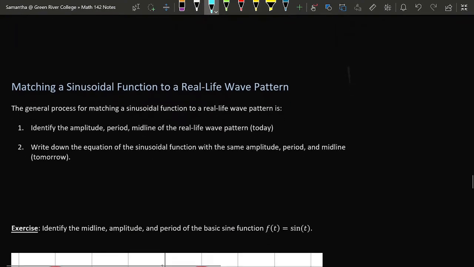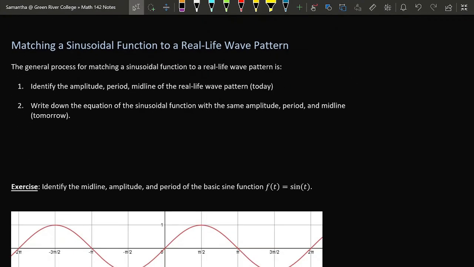So, the general process for matching a sinusoidal function to a real-life wave pattern: first, you make a chart of the real-world wave pattern, and using the chart, you write down the amplitude of the real-world wave, you figure out the period of the wave, and you figure out the midline of the wave. That's the kind of thing that we learned how to do today: how to take the graph of a wave and write down its amplitude, period, and midline.